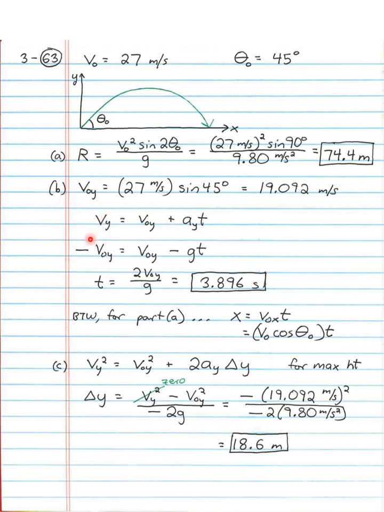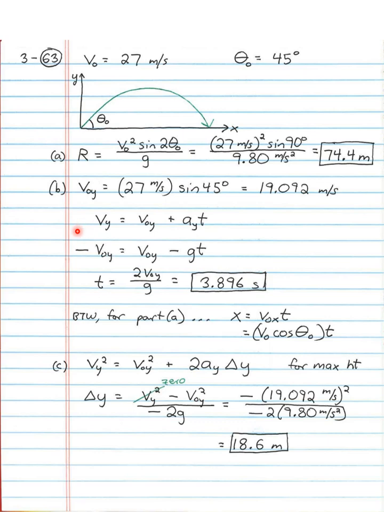Now, Vy equals V naught y plus acceleration in the y direction times t. And so when it comes back down to the ground, its y velocity is going to be the opposite of the original y velocity. If you throw it up at 19.092 meters per second, when it's back on the ground, it'll be going negative 19.092 meters per second.